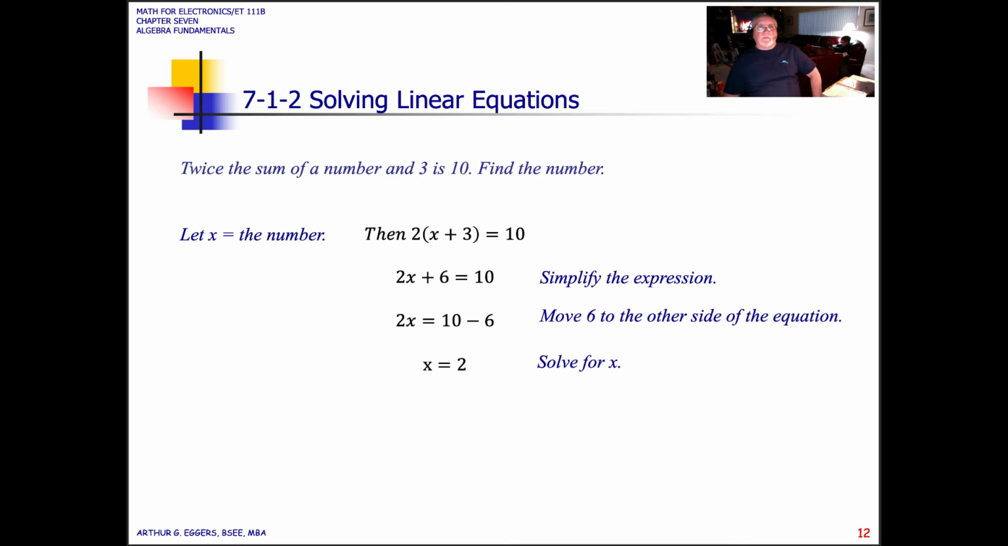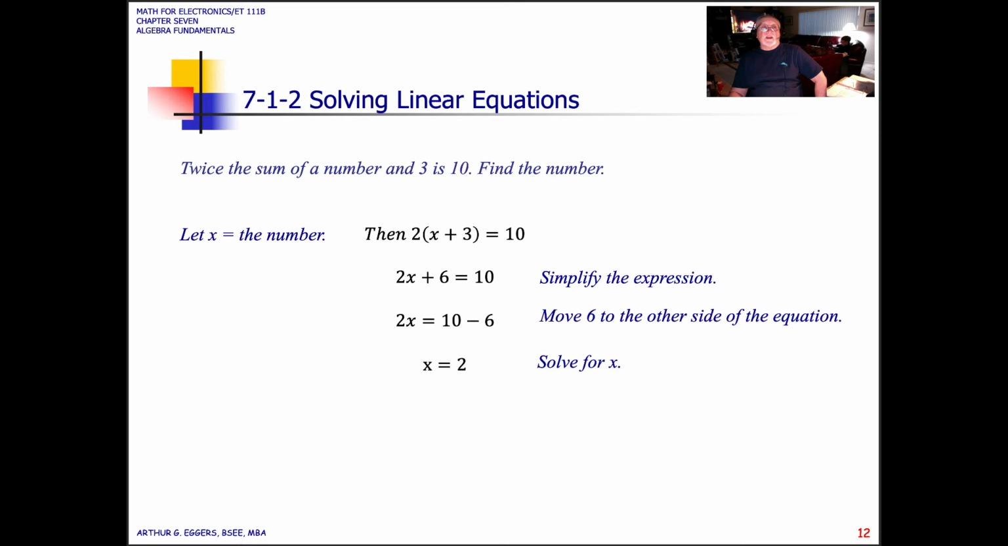Twice the sum of a number and 3 is 10. So we're going to just do a solution here, kind of a word problem. Twice the sum of the number and 3 is 10. So we're going to build an equality from that little word problem. So we're going to find the number.